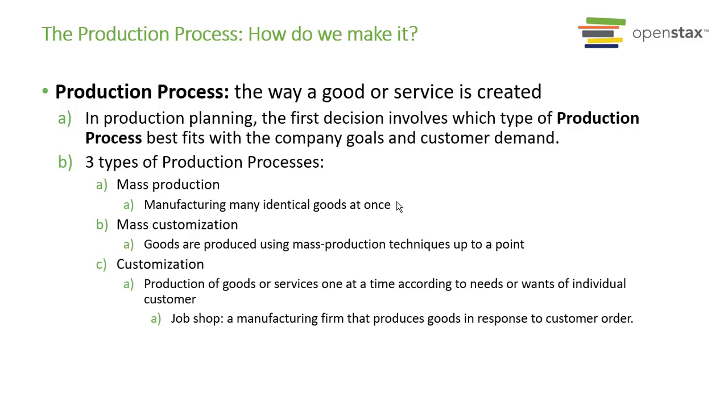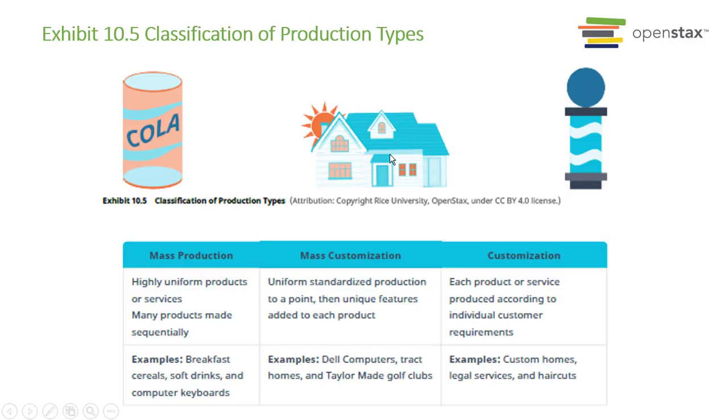Customization, production of goods and services at one time according to the needs or wants of individual customers. This is where the example of a job shop comes in. It's a manufacturing firm that produces goods in response to customer order. The example in your book is of a silk screening type business, where you order a bunch of T-shirts with a design that you want, right? Obviously, the company that makes those is just going to make them for you. So again, some examples here from your author.